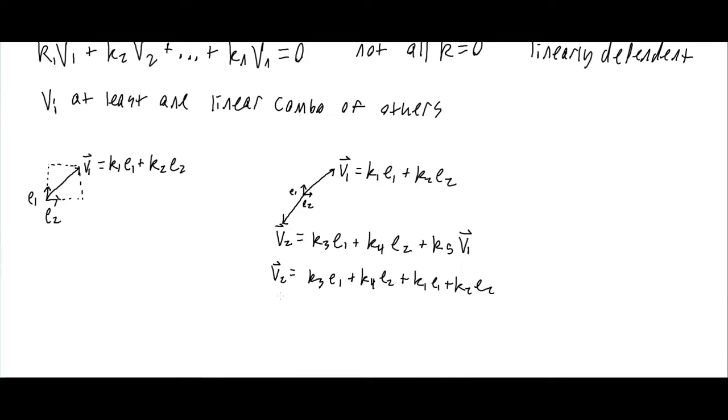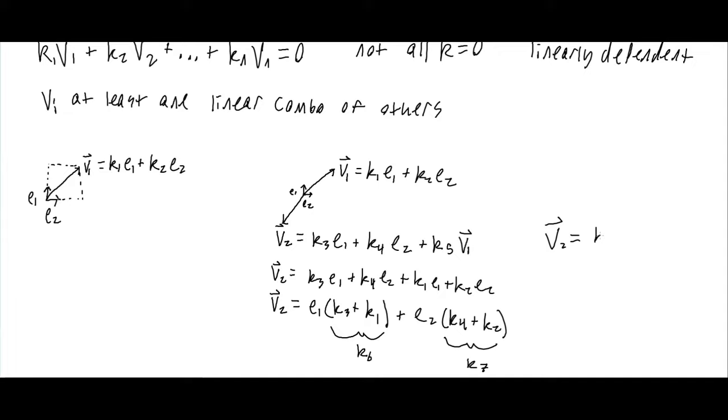And so then we could move things around. We have our V2 here. We can combine the E1 term. So we could say E1 times K3 plus K1, plus E2 times K4 plus K2. And then we could just define these as some other constants. So we'll call that K, I went up to K5 there, so K6, which means we'll call this K7. And so we could just say that V2 is K6 E1 plus K7 E2.